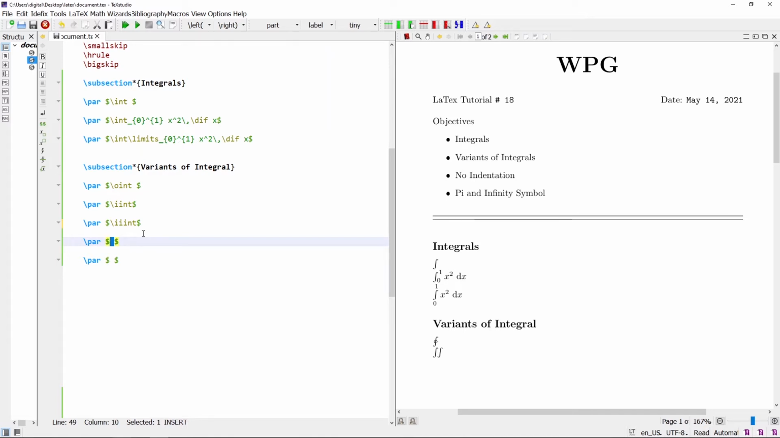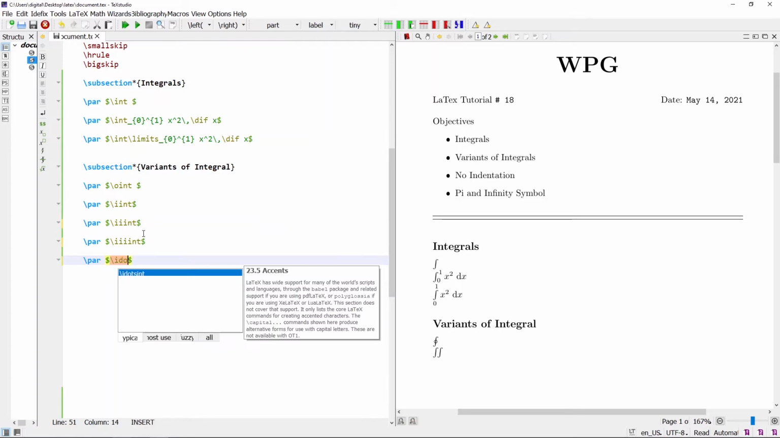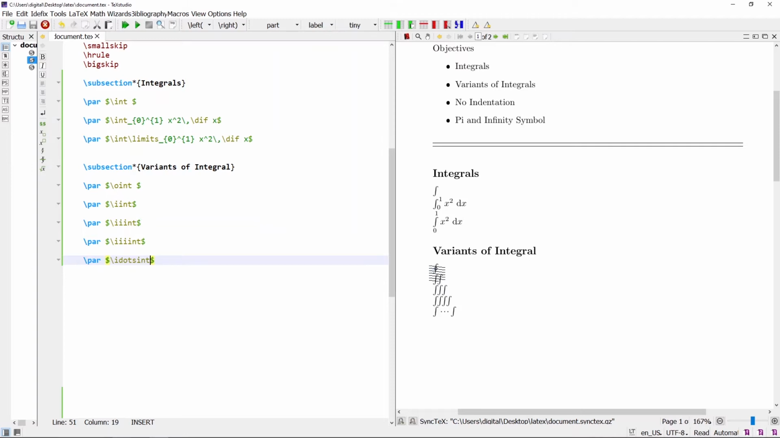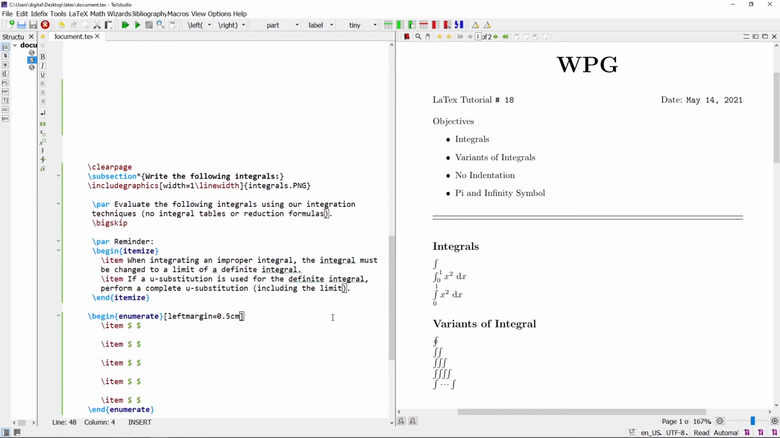The fourth symbol is the 4 times integral symbol. The command is \iiiint. The last symbol is dots between integrals. The command is \idotsint. These are the 5 variants of the integral: integral with O symbol, double integral symbol, triple integral symbol, 4 times integral symbol, and dots between the integrals.